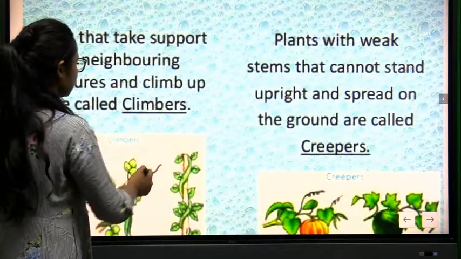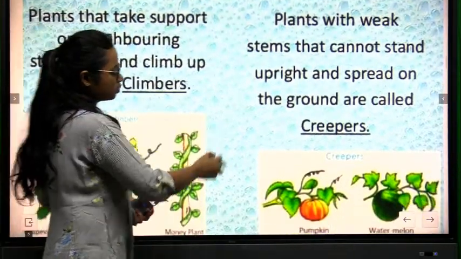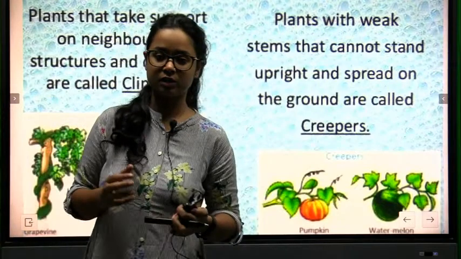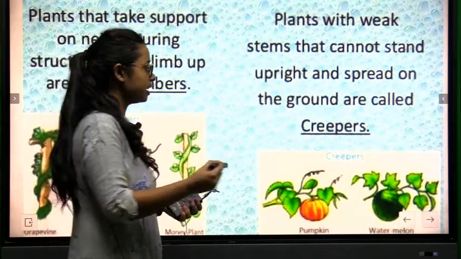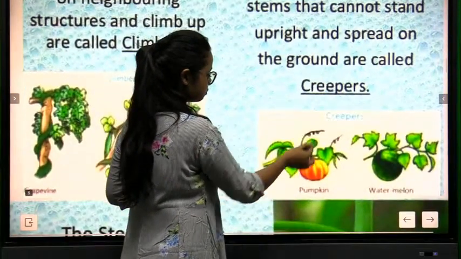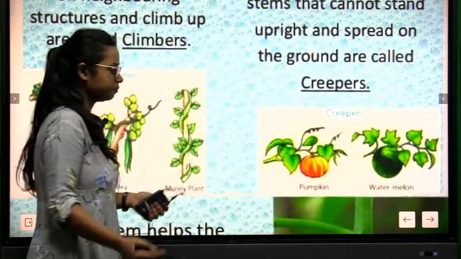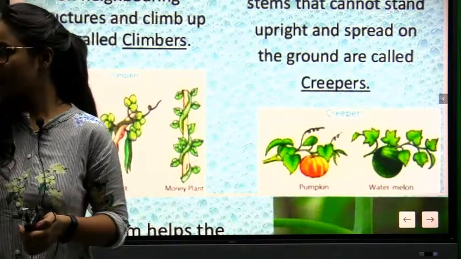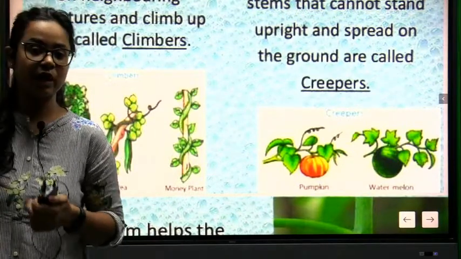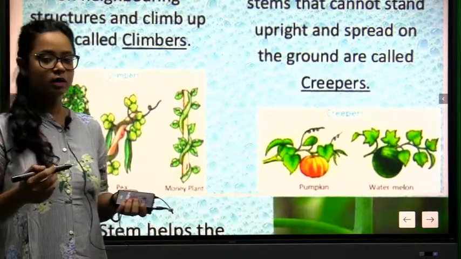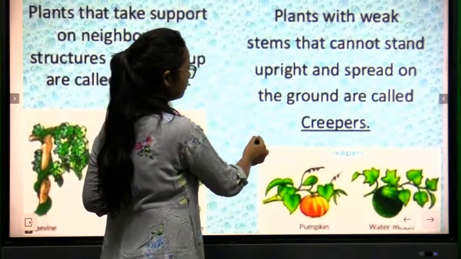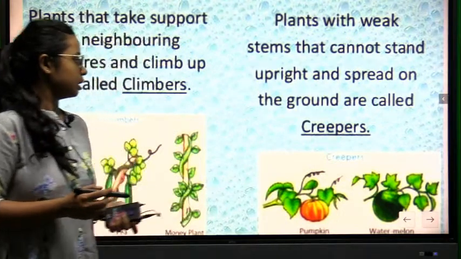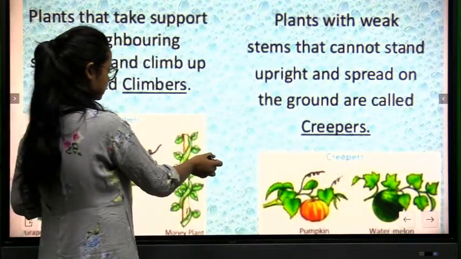The plants which take support of a neighboring thing or structure and climb on it are called climbers. And creepers are plants having a weak stem. The stems are very weak and they cannot stand straight. So they start spreading on the ground. For example, the pumpkin plant and watermelon plant spread on the ground only. They don't have the strength to grow straight. So they start growing on the ground only. So they are called creepers.